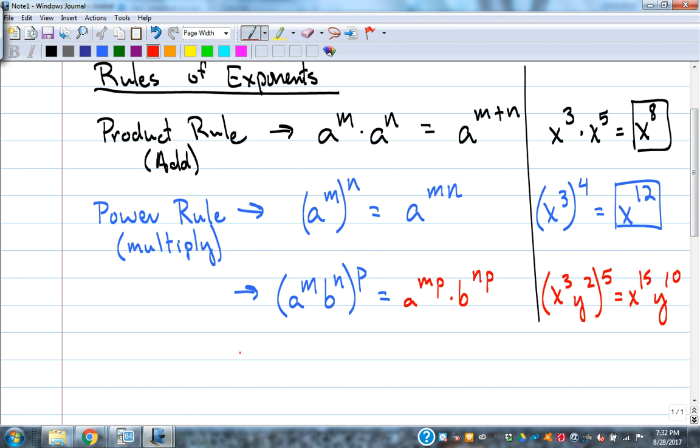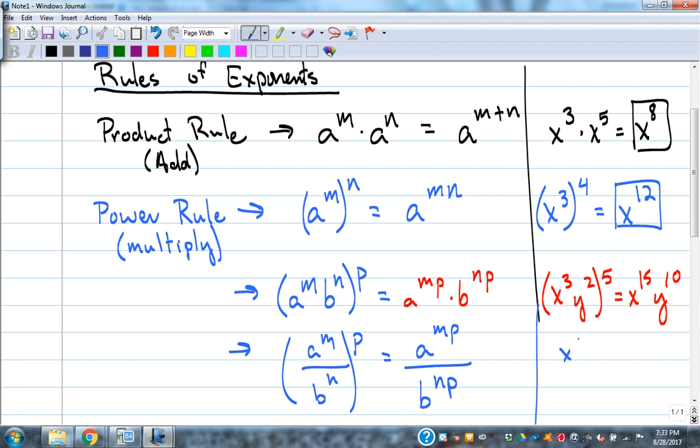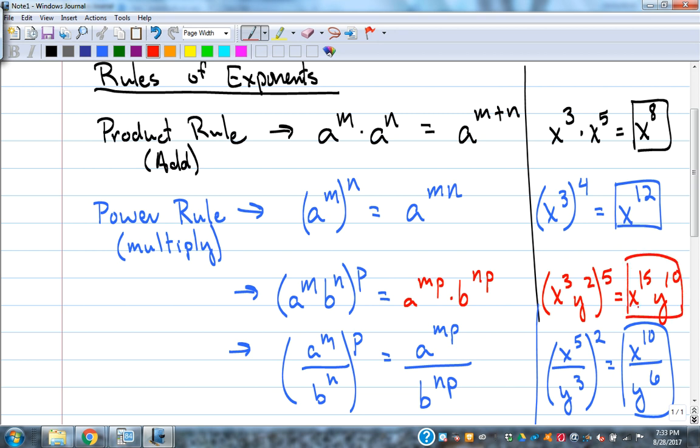It works the same way if it's division on the inside. Like if you had a to the m over b to the n. The bases are different, so you can't combine the a to the m and the b to the n. But the power rule lets you multiply to both exponents. So this p would multiply the m and get a to the mp. On the bottom, that p also multiplies to the exponent down there, b to the np. Example of that might be something like x to the 5th over y to the 3rd, squared. That'd be x to the 10th over y to the 6th. Some examples of those power rules.